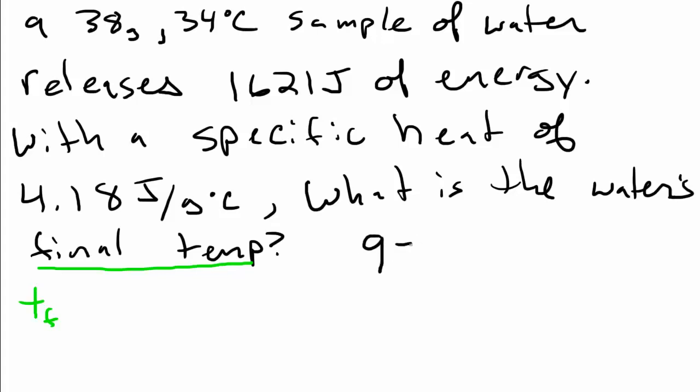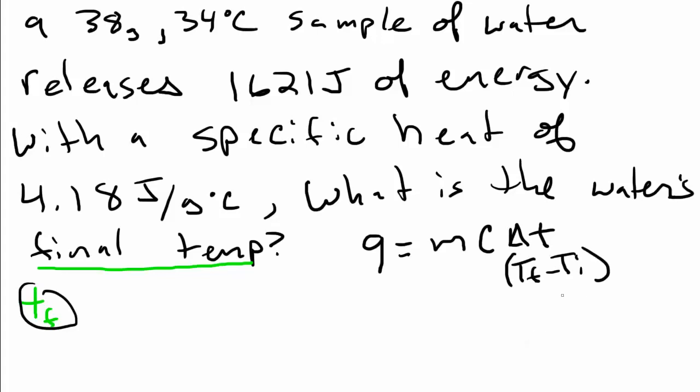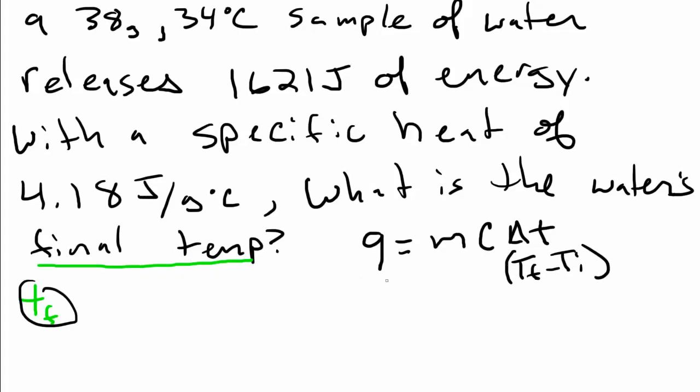So if we look at this formula of Q equals MC delta T, the TF is hiding in the delta T, because remember delta T is TF minus TI. So I'm going to erase the delta T, and I'm actually going to put the TF minus TI right there. I'm going to put it in parentheses, TF minus TI. All right, so now I want to get TF by itself.